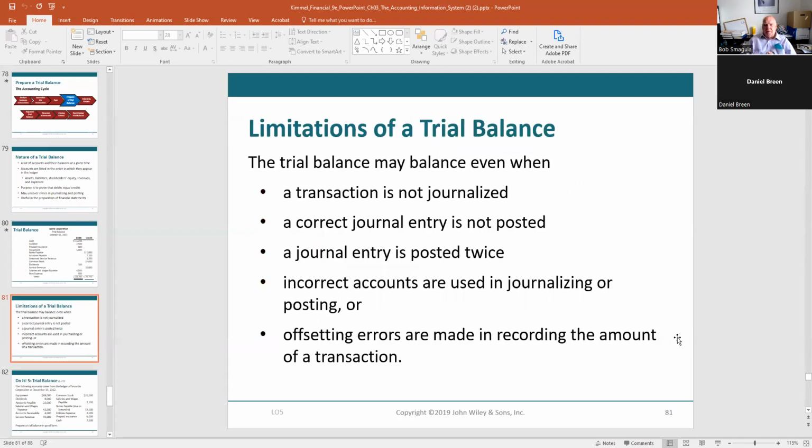Now, a trial balance may balance even if a transaction is not journalized, or something is not posted, or you posted something twice, or you posted it wrong. In other words, the trial balance could be 100% wrong. The only thing it's doing for us is telling us that the debits equal credits. But there is a process to go through to verify the balances in the trial balance. And that's what we'll be getting into when we get to chapter 4.